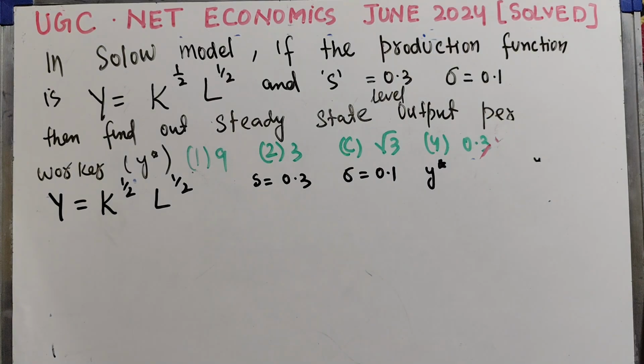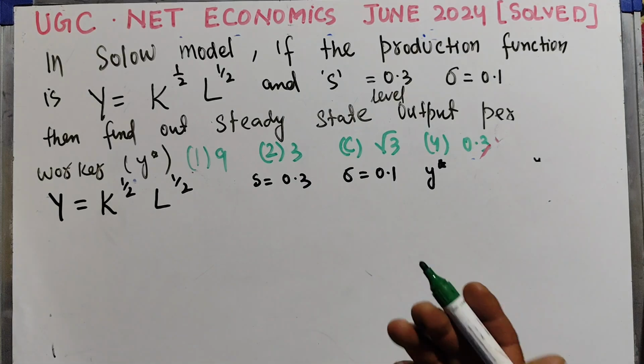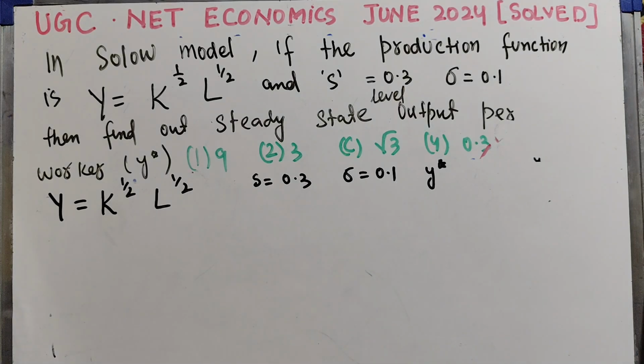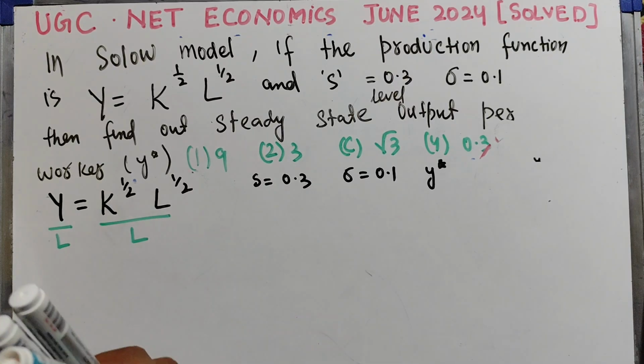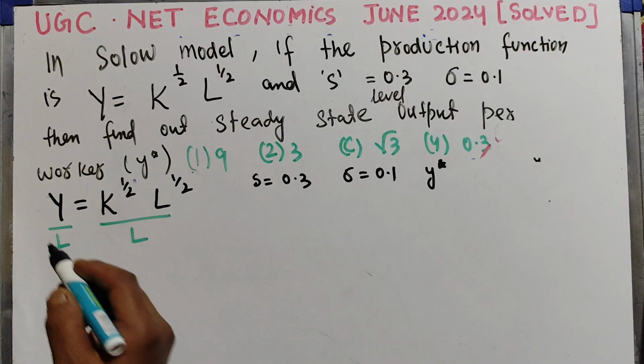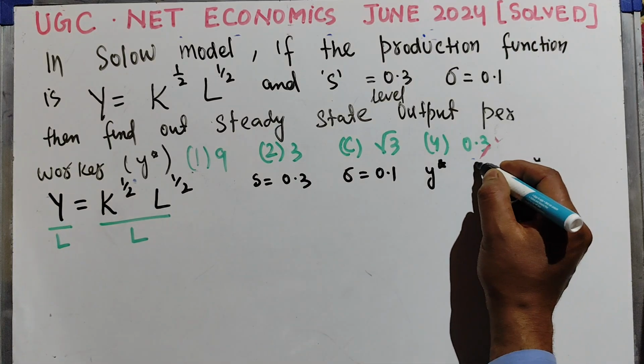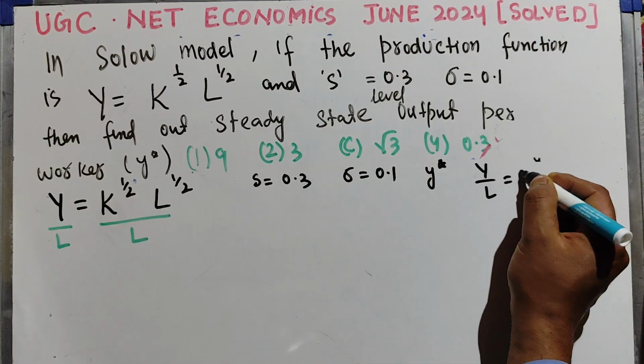Okay, so to solve this question, what we do first is write the given equation in intensive form, that is in per worker form. So let's divide both sides by L. And let us denote y upon L by small y.